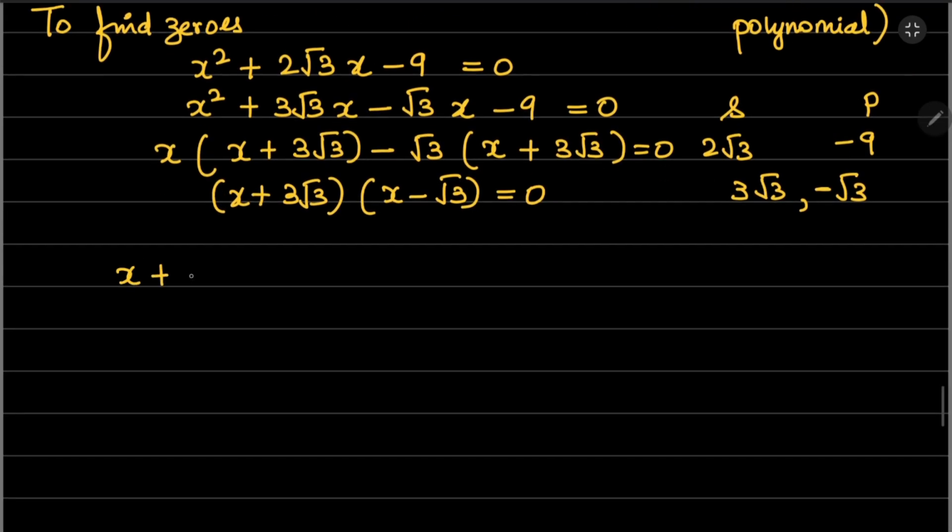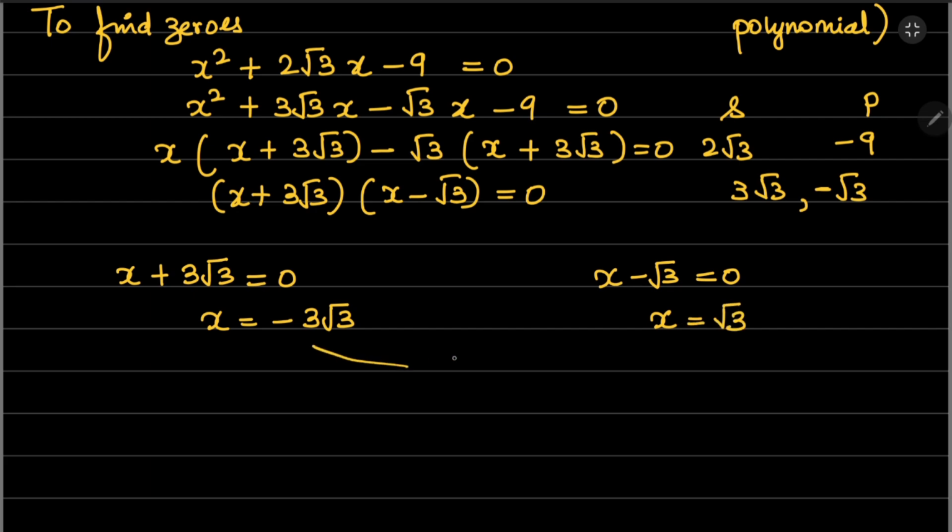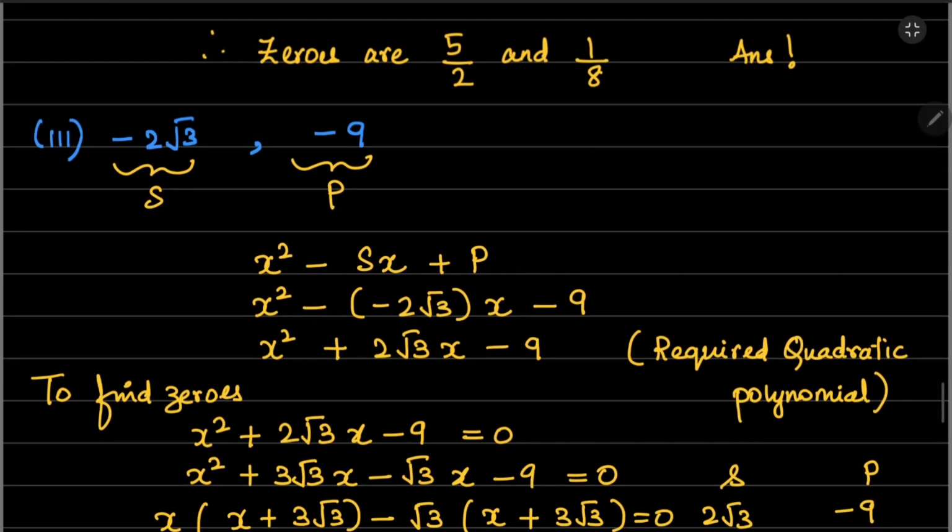So equate both the factors to 0. X plus 3 root 3 equal to 0, which means x is equal to minus 3 root 3. And x minus root 3 equal to 0, which means x is equal to root 3. So these are the zeros of the polynomial. Okay. I hope you are able to understand as we go along.